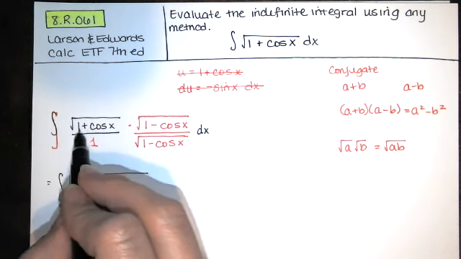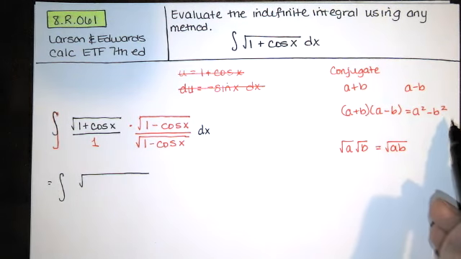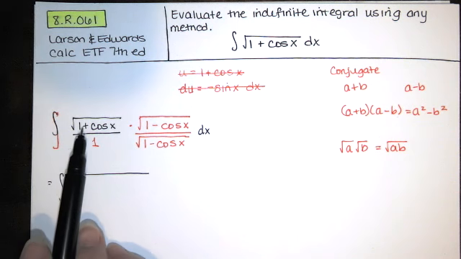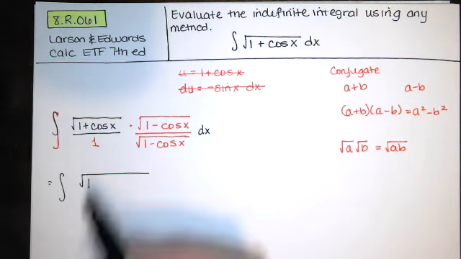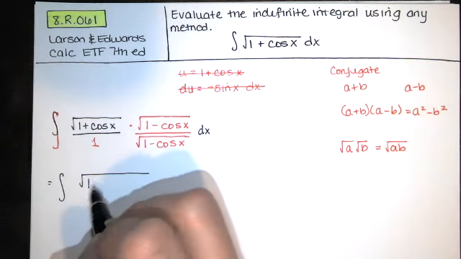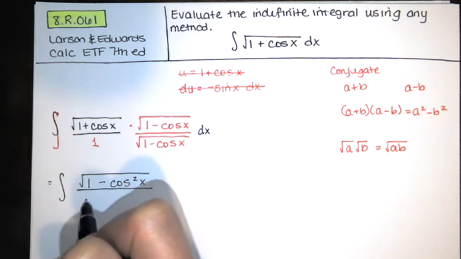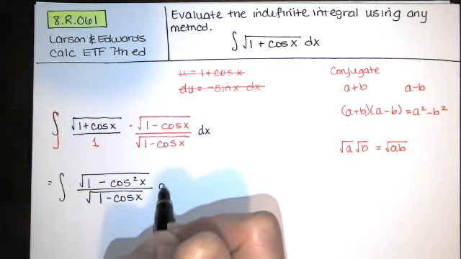And when I multiply 1 plus cosine of x times 1 minus cosine of x, I'm going to get 1 minus cosine squared x. Or if you prefer, you can just FOIL. First times first is 1. Outer times outer is negative cosine of x, and inner times inner is positive cosine of x. Those reduce, and then last times last is negative cosine squared x. And then we just have 1 times this in the denominator, and so it's still there.